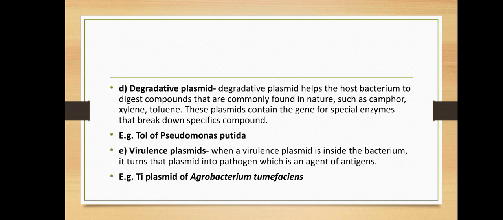D. Degradative plasmid. Degradative plasmids help the host bacterium digest compounds that are commonly found in nature, such as sugars, xylene, toluene. These plasmids contain the genes for special enzymes that break down specific compounds. Example: TOL plasmid of Pseudomonas putida.